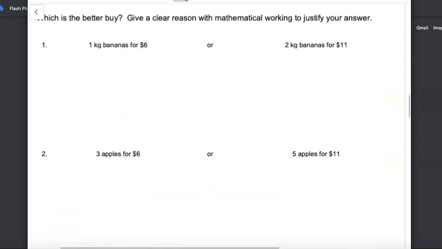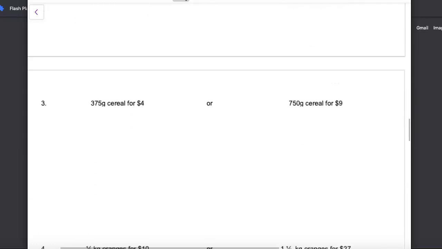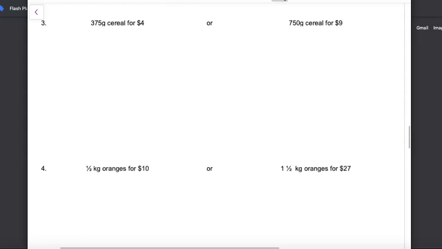So I'm going to give you another example of something slightly more difficult. We're going to turn to question number 3. It says, let's compare buying 375 grams of cereal for $4, or should we buy 750 grams of cereal for $9? Now, in looking at these two, I need to be able to compare the same amount of grams. And looking at these values, I've got lots of options.